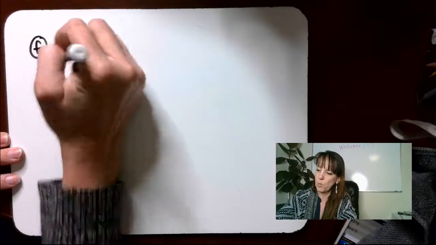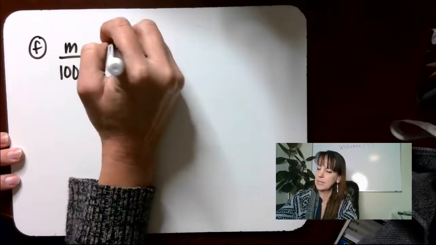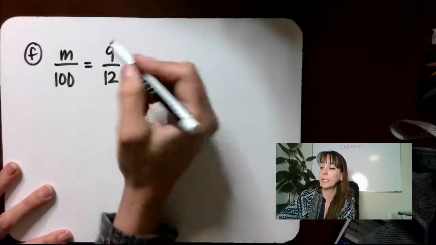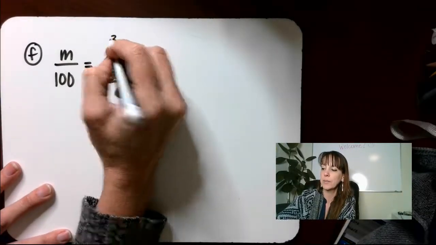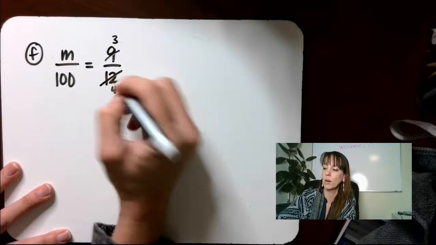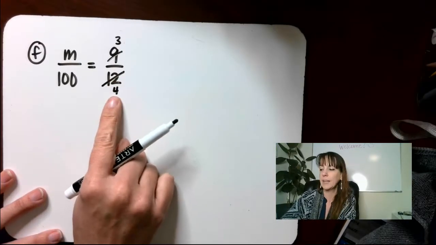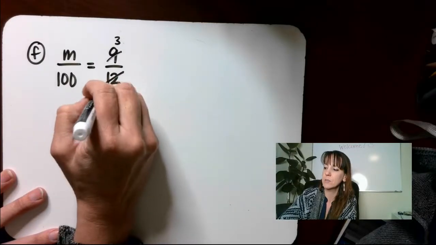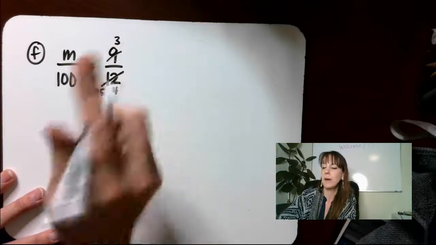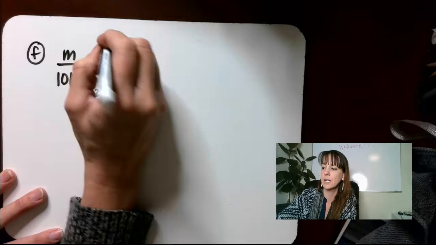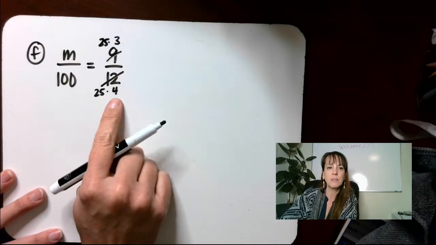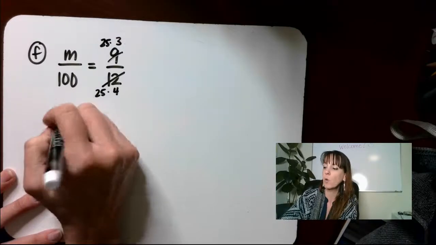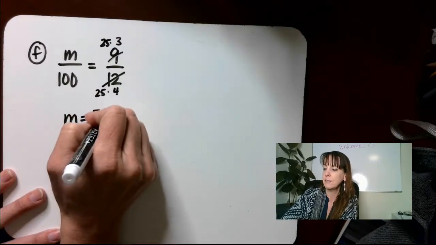M over 100 equals 9 over 12. Well, I can divide both the top and bottom by 3 here. If I divide this by 3, I get 3. If I divide this by 3, I get 4. What do I need to multiply 4 by to get 100? Think quarters. If you have 4 quarters, you have $1, right? Let's multiply that by 25. What I do on the bottom, I'm also going to have to do upstairs. Multiply this by 25, I get 100. Multiply 25 times 3. Think if you have 3 quarters, you have 75 cents.